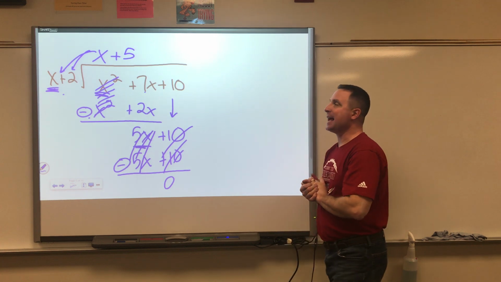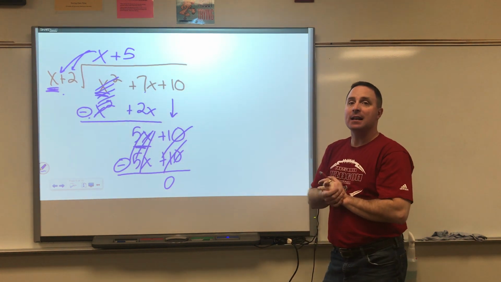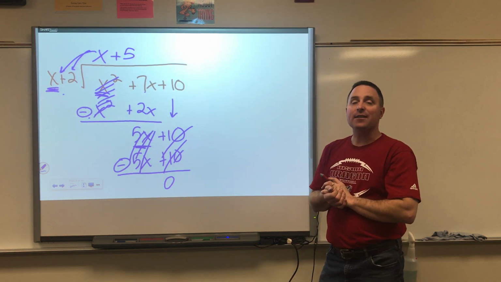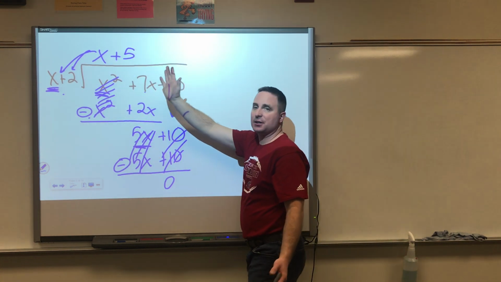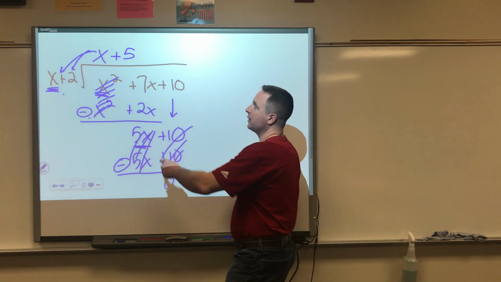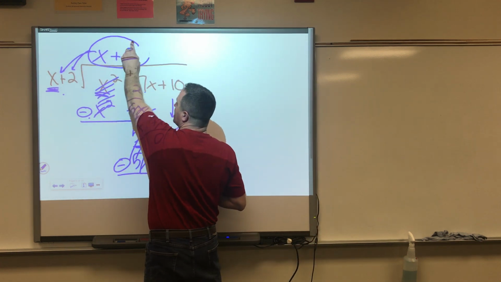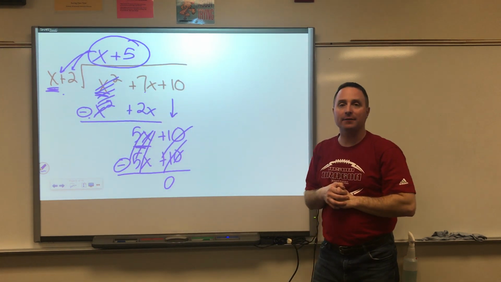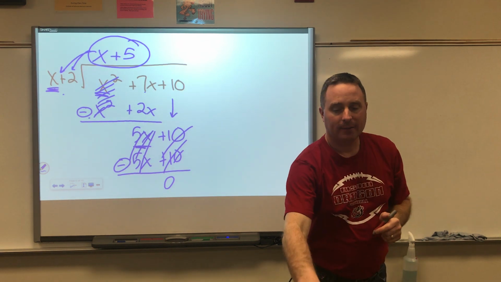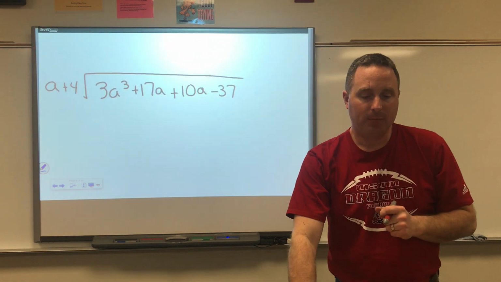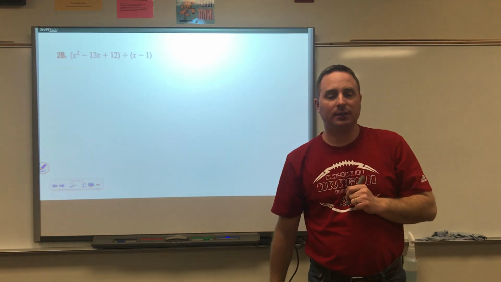Okay, what does it mean if something has a remainder of 0? That means it divides in there evenly. Is there a need to write plus 0 over x plus 2? No, because 0 divided by anything is 0. So in this case, my answer is just x plus 5, with a remainder of 0.